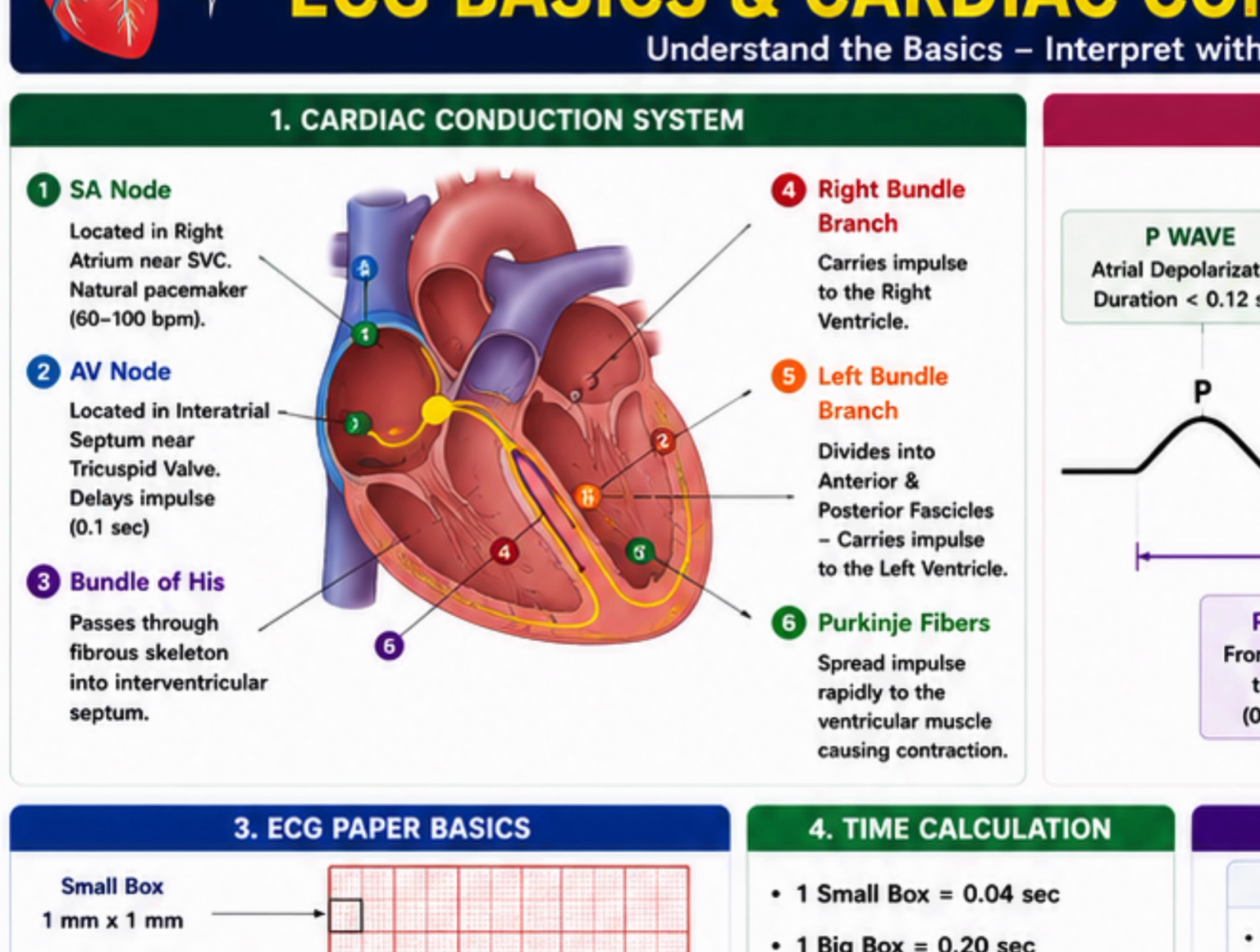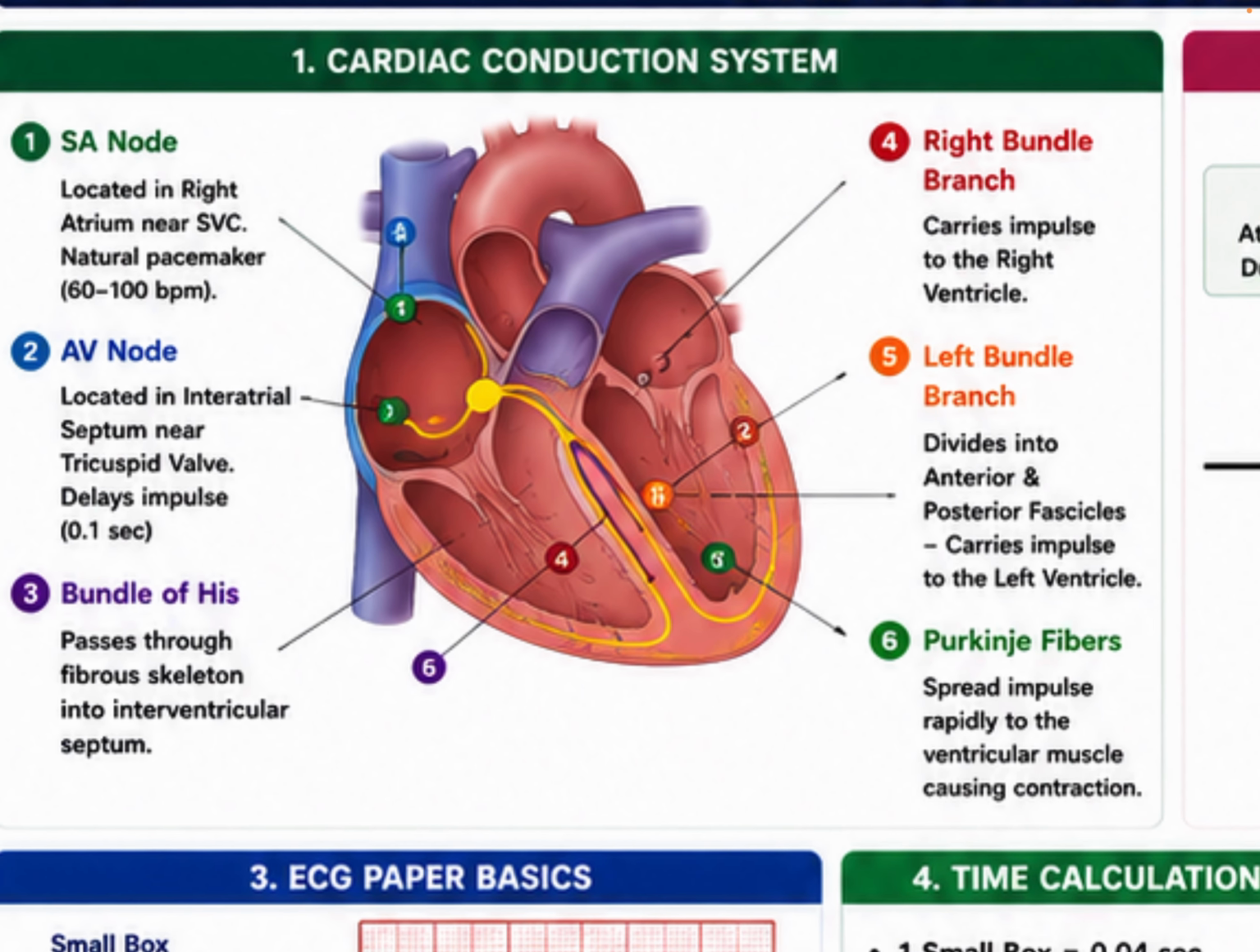First, the cardiac conduction system. To understand the ECG, we first understand the heart's electrical wiring. The SA node, located in the right atrium, is known as the natural pacemaker. Normal firing rate is 60 to 100 beats per minute. Every heartbeat starts here only. Now come to atrial depolarization. The electrical impulse spreads through both atria. This produces the P wave.